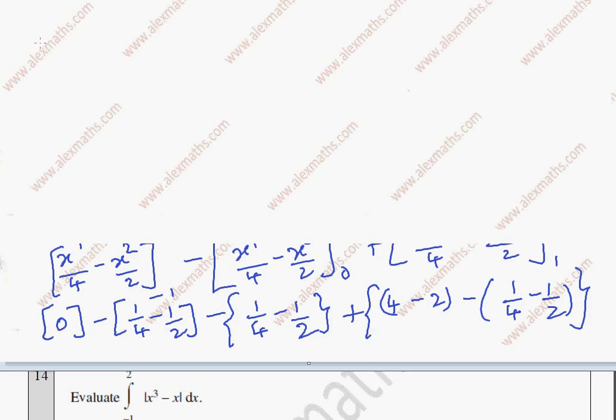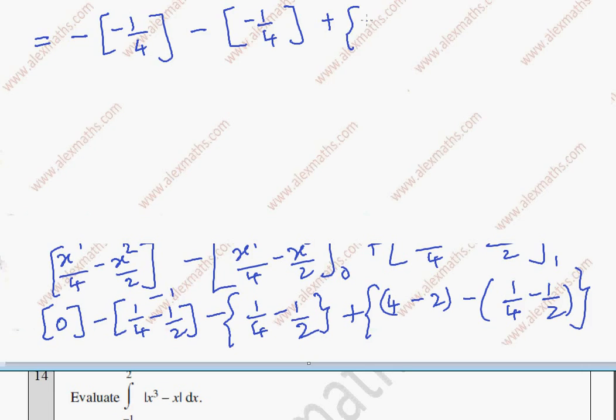Now on simplification, the first term is minus of minus 1 by 4. Then this is also minus 1 by 4. Then the last term is 2 minus of minus 1 by 4 plus 1 by 4. So totally this is 1 by 4 plus 1 by 4. After taking LCM, 9 by 4. Totally 11 by 4.